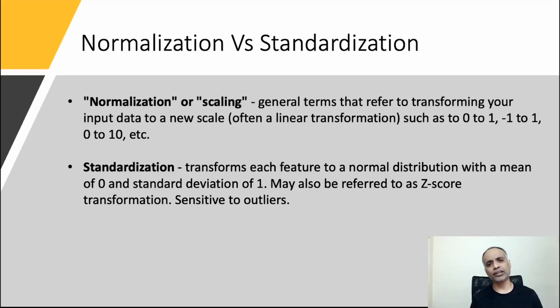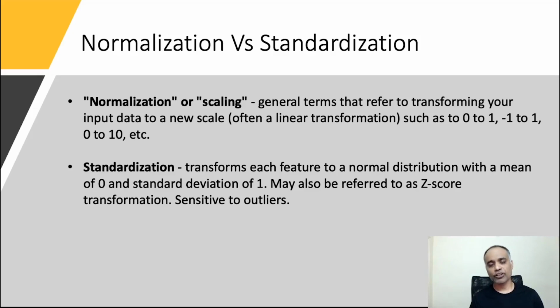In scikit-learn we have different functions, like min max, which can be utilized to rescale your values. The other thing in feature engineering is standardization. Standardization mostly deals with your distribution. It transforms each feature to a normal distribution with a mean of 0 and a standard deviation of 1. That's what we do with our features, and that is called standardization.